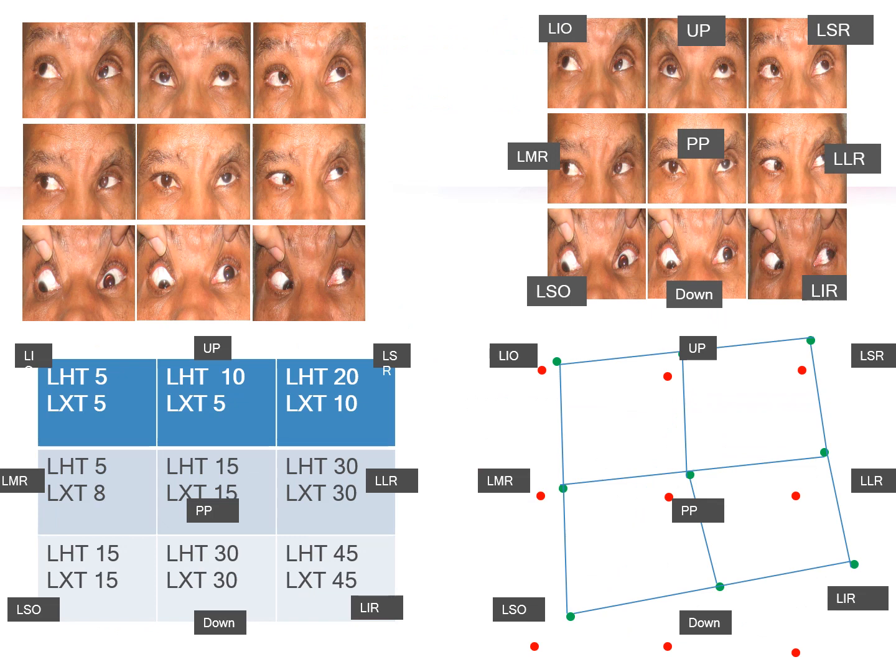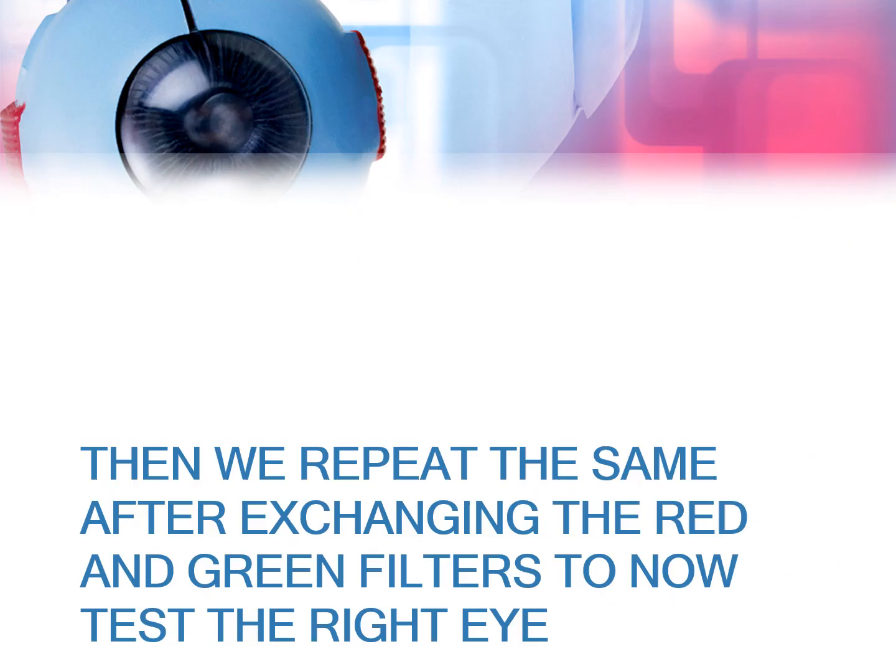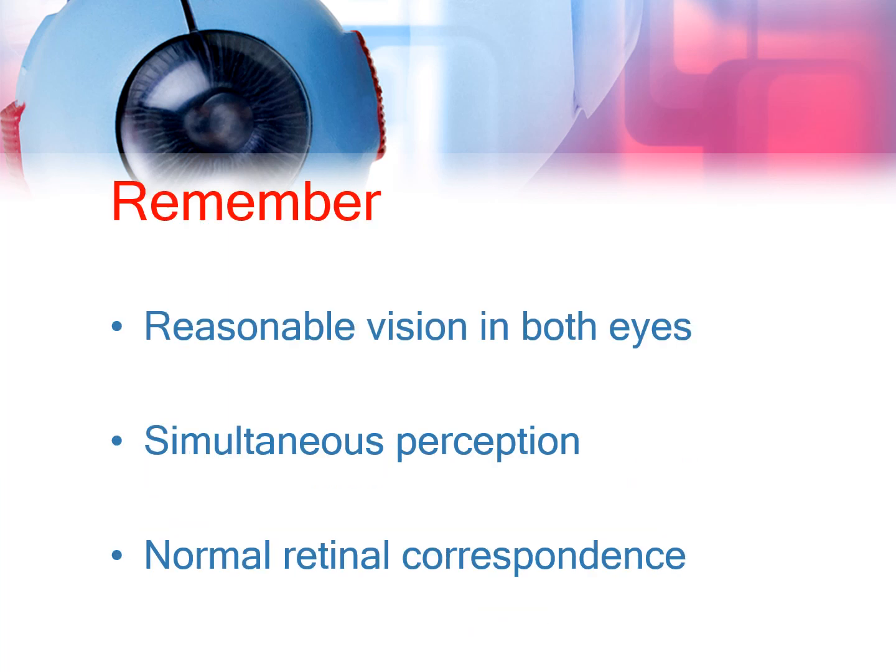The test is then repeated in different directions of gaze. This way, one will be able to know the position of the left eye at each position of gaze with respect to the right eye. Then we repeat the same test after exchanging the red and green filters to now test the position of the right eye in each direction of gaze with respect to the left eye. One has to remember that in order to get accurate results from a screen, the patient has to have good vision in both eyes, to have some simultaneous perception, as well as a normal retinal correspondence.